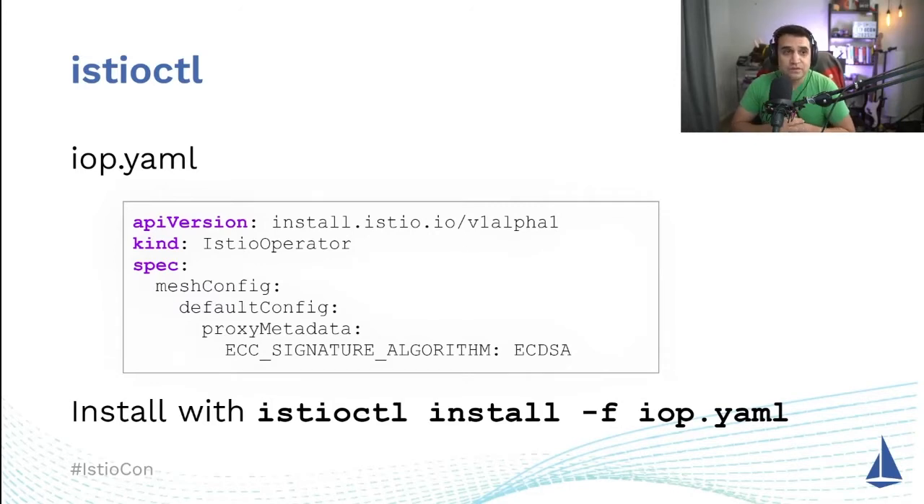To install this feature using istioctl, you will either create or modify your existing IOP YAML file, and you will add the following to it: mesh config, default config under that, proxy metadata, and then you will add the environmental variable and the value ECC signature algorithm, ECDSA. You will then use either istioctl install or istioctl manifest generate, and you will pass in via the -f argument the IOP file that you have modified or created.